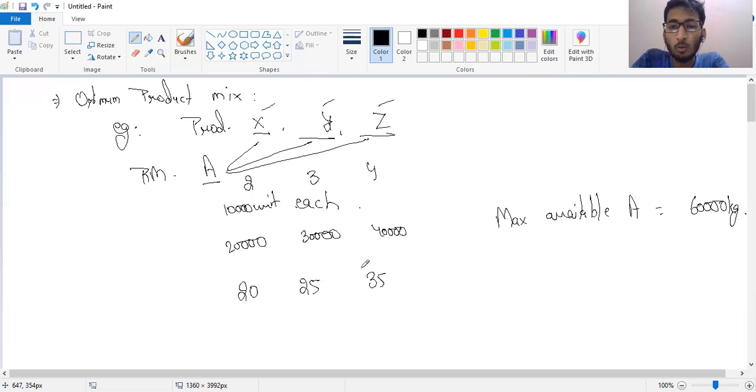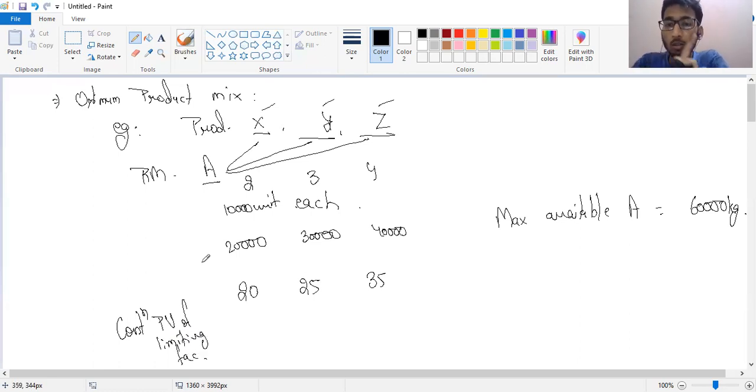Now you need to see which option is best to choose, like whether we should make X or Y or Z, or if we need to mix the products in some ratio, some portion of X, some portion of Y, and some portion of Z, then how we will decide about that? Basically, you need to calculate the contribution per unit of limiting factor.